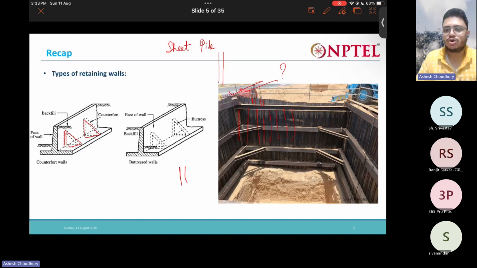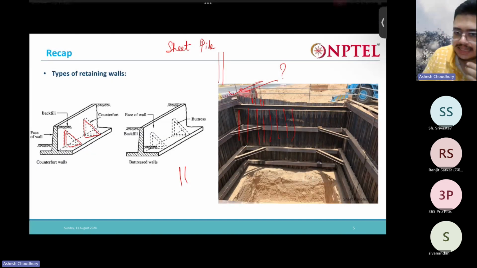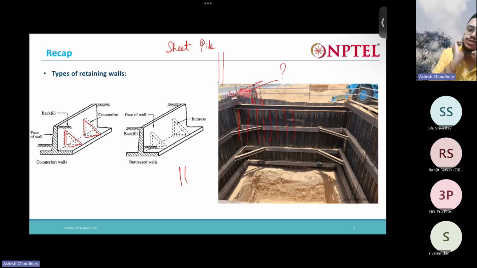So what I was saying is that these are heavy steel structures, some interlocking structures that are driven into the soil. Here you can see that we have some backfill soil. Similarly, this side also you have backfill soil. This side also you have backfill soil.